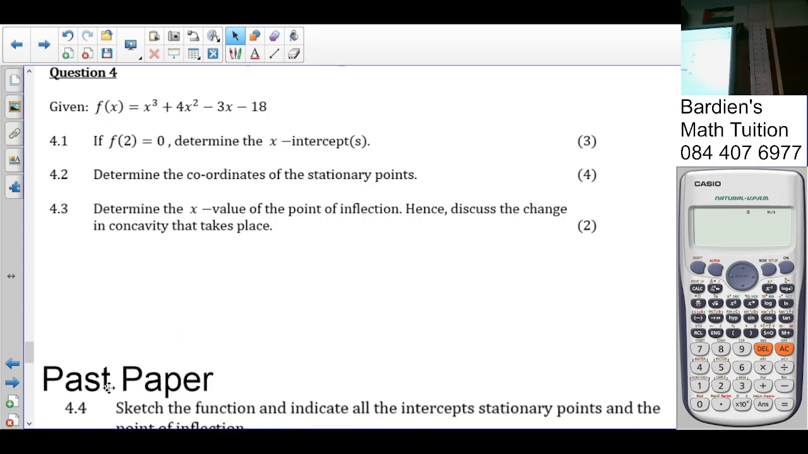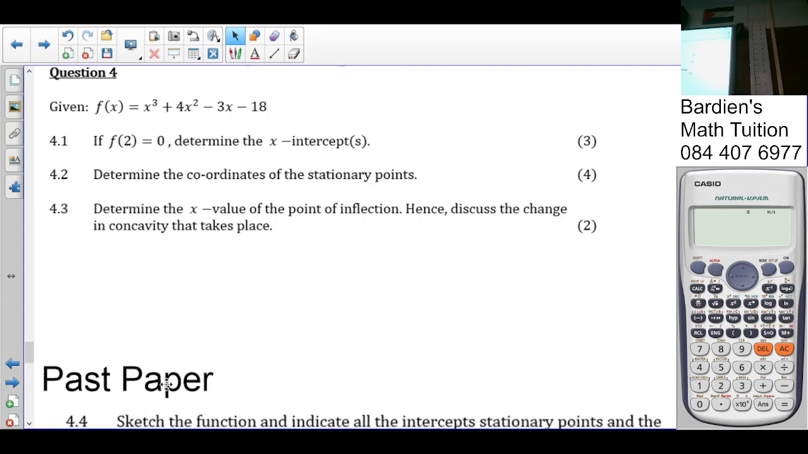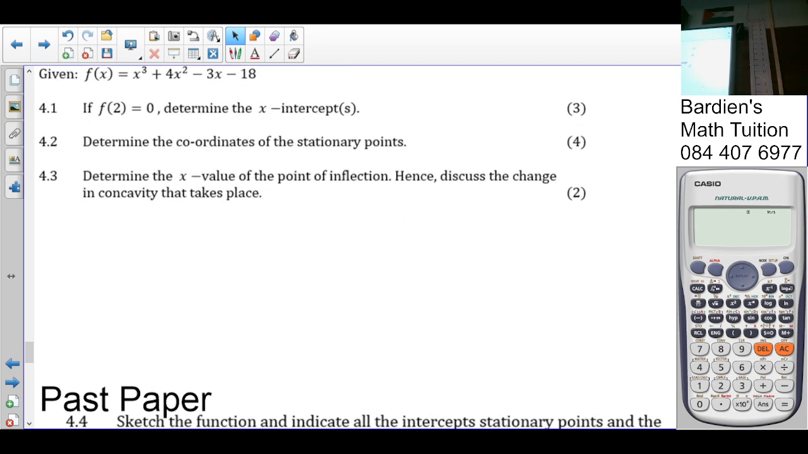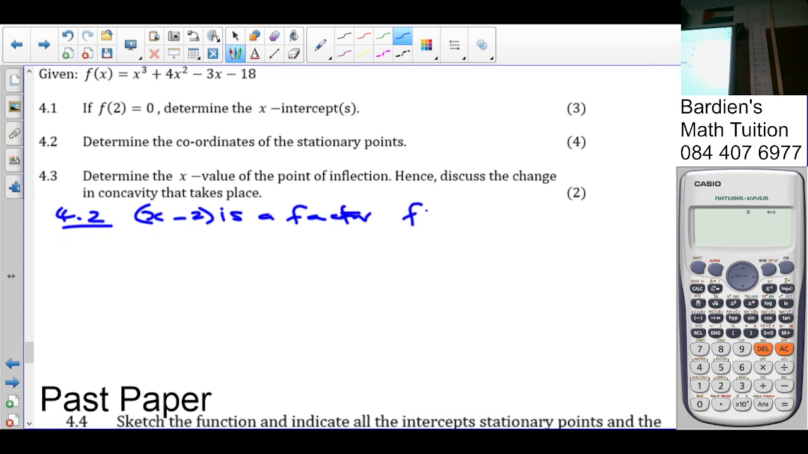Alright, so in question 4, we are given f of x equal to x cubed plus 4x squared minus 3x minus 18. In 4.1, if f of 2 is equal to 0, determine the x-intercepts. So if f of 2 is equal to 0, that means to say that x minus 2 is a factor. So it's a factor of f of x.